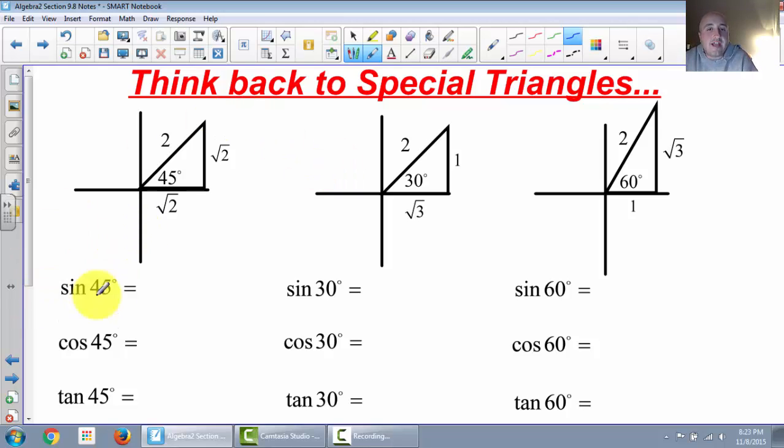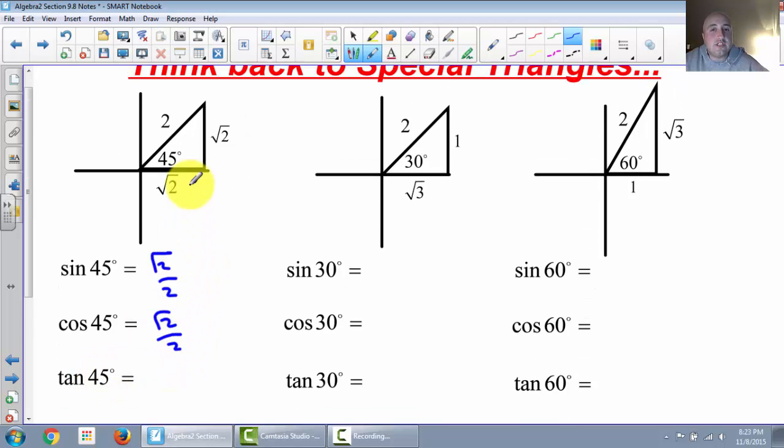So sine of 45, remember, is opposite over hypotenuse, so root 2 over 2. Cosine is adjacent over hypotenuse, so also root 2 over 2. And lastly, we have tangent, which is opposite over adjacent, so root 2 over root 2, which is just equal to 1. So sine is root 2 over 2, cosine root 2 over 2, and tangent is equal to 1.